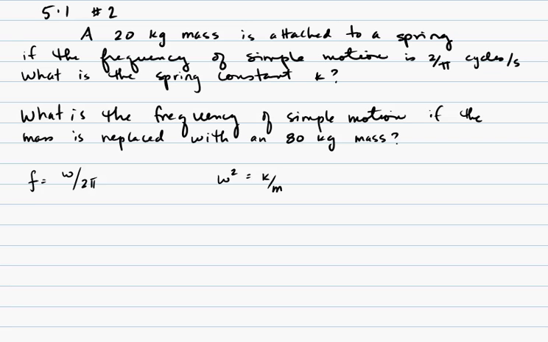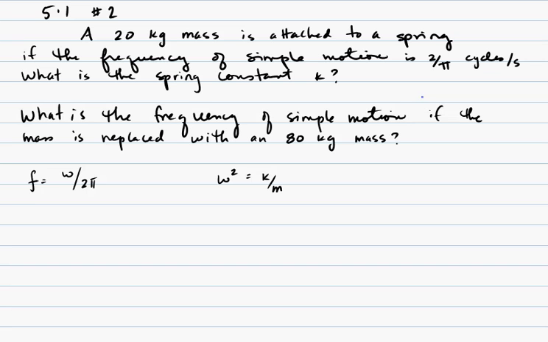This is problem 2 in section 5.1. Here we were told that we have a 20 kilogram mass attached to a spring, and we know that the frequency of simple harmonic motion is 2 over pi cycles per second. The question is, what is the spring constant, k?